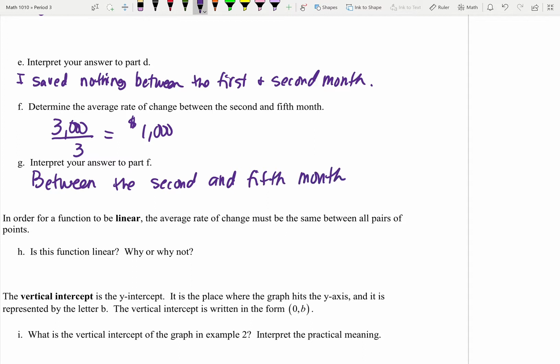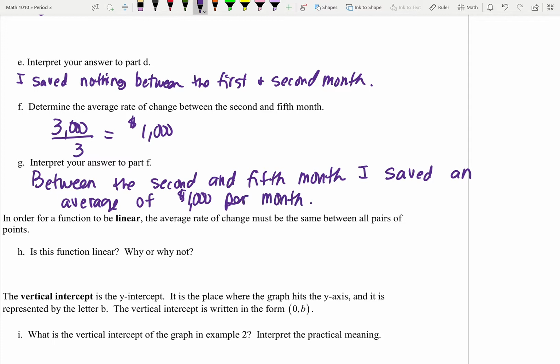Listen to this. I saved $1,000. Is that right? I saved $1,000. What do I say about that $1,000? What was that word that these people left out? Average, right? So I'm going to say I saved an average of, finish it, $1,000. What's that label? Per month.